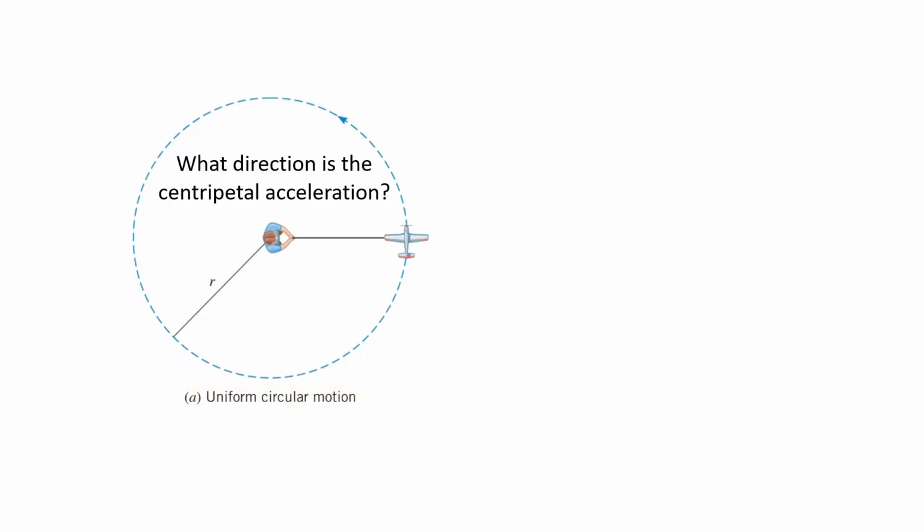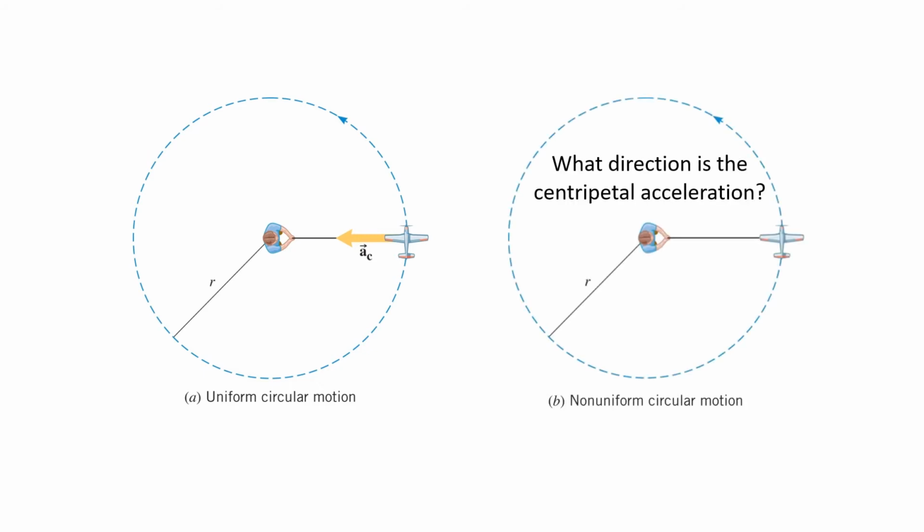So here's a little review of the concept here. It says, what direction is the centripetal acceleration? Pause the video and think about what direction you would make the arrow for the centripetal acceleration. Hopefully you said, this is always true, the centripetal acceleration points towards the center of the circle. Now for non-uniform circular motion, what direction is the centripetal acceleration? Still towards the center.